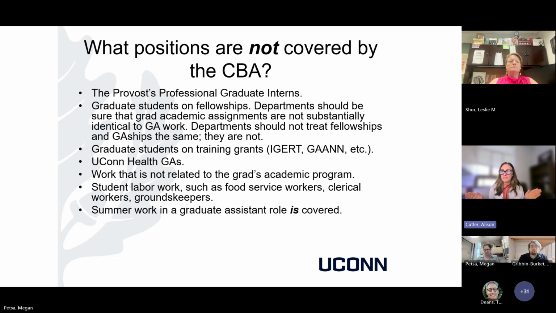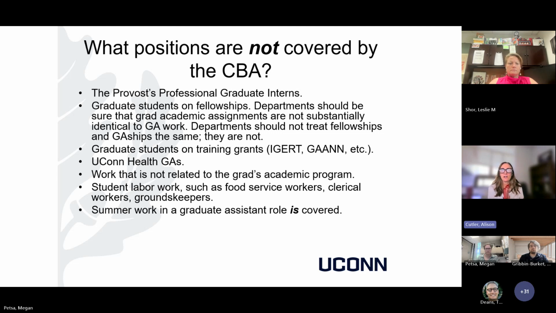We want you to keep those separate and apart from GAs. GAs are required to work a certain amount, an average of a certain number of hours a week. Fellows, it's support so that they can pursue their academics. So we should not be treating fellowships the same as GA ships and not calling them the same thing. I'm bringing that up because we had a couple of situations where the union said they are GA ships, you should be treating them and paying them and giving them all the same benefits.